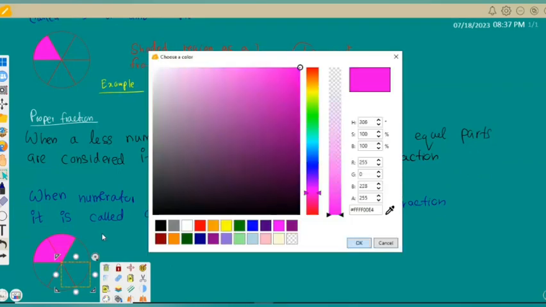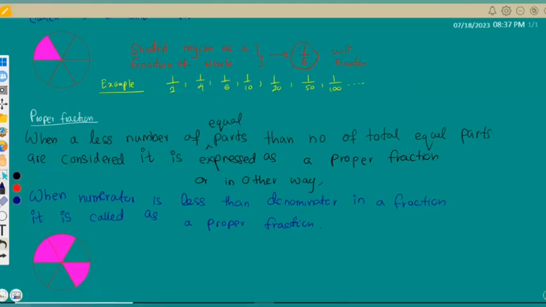Now here you can identify the shaded parts or the shaded region as a fraction of whole. If we consider the shaded number of parts, it is less than the total equal number of parts. So it is 3 out of 8. So this is called as a proper fraction.